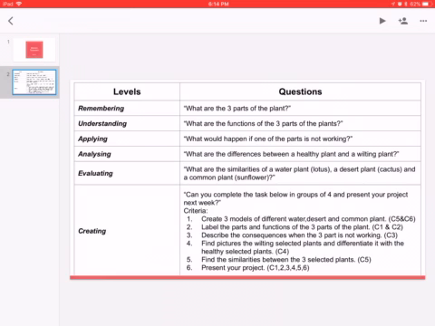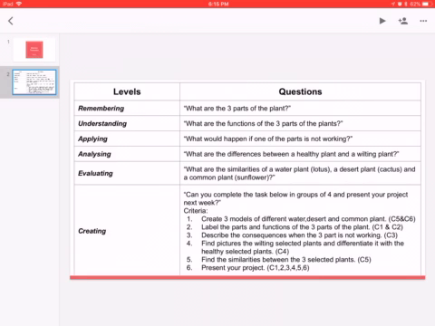For remembering, what kind of questions can they ask. This is after we have discussed, and this is what they had rectified, I hope. Okay, remembering: what are the 3 parts of the plant; understanding: what are the functions of the 3 parts of the plants; applying: what would happen if one of the parts is not working; analyzing: what are the differences between a healthy plant and a wilting plant; evaluating: what are the similarities of a water plant, lotus, a desert plant, cactus, and a common plant such as sunflower; and creating.